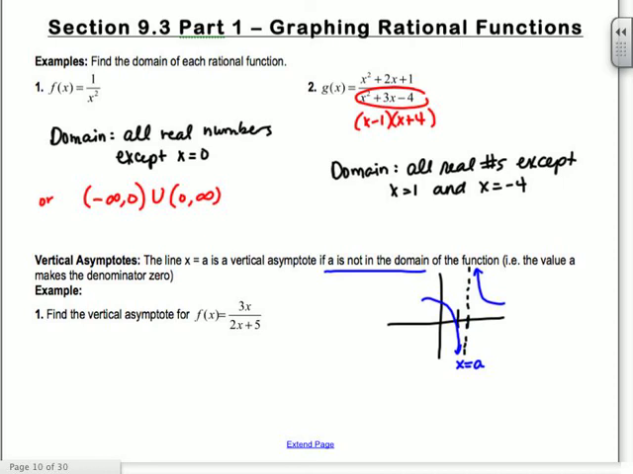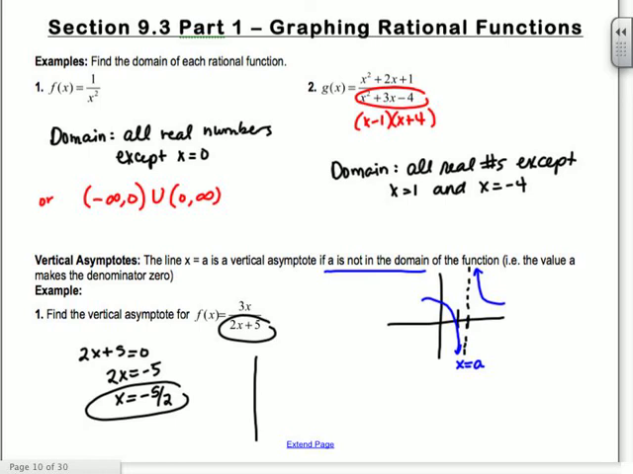So in this first one, I have 3x over 2x plus 5. So I want to find when the denominator is equal to 0. So I'm going to say 2x plus 5 equals 0, and I solve it out. So I get x equals negative 5 over 2, or negative 2.5, right? Okay, that's your vertical asymptote. So it's a line at negative 2.5 that you're going to get really close to, but you're never going to cross.